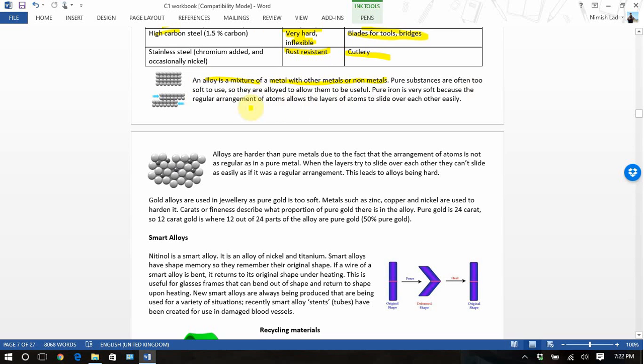Pure iron is very soft because the regular arrangement of atoms allows the layers to slide over each other easily. So you can see the regular arrangement of atoms over there, so they slide over each other really easily. Think of these lined up as peas. If you push, they could slide over each other really easily.